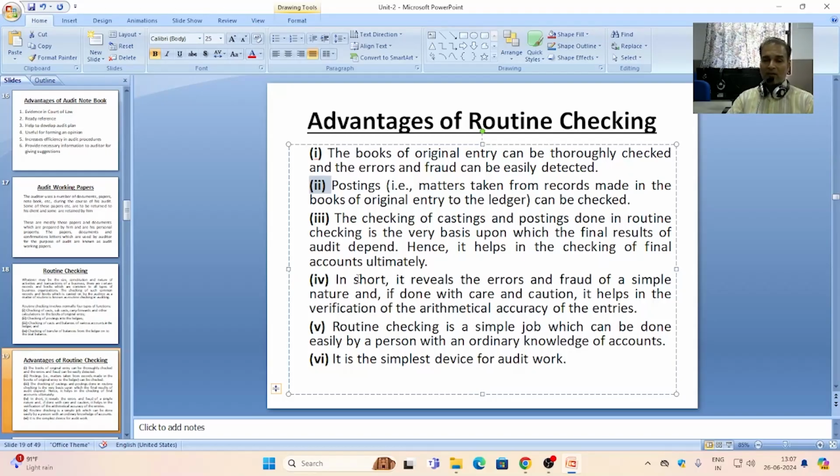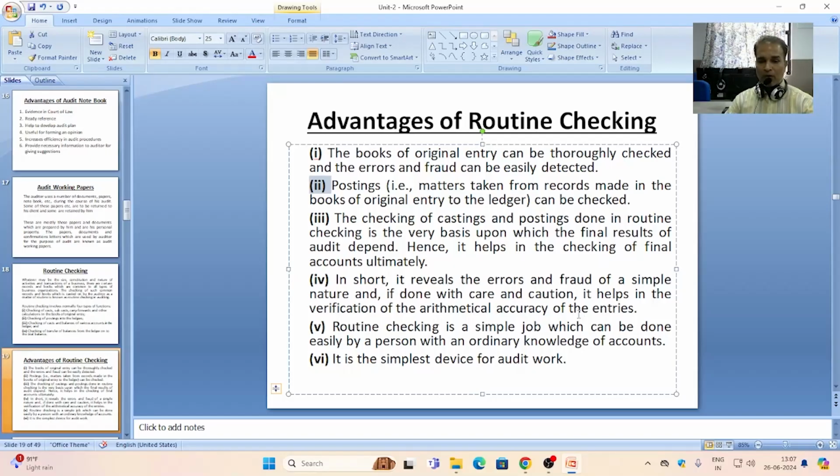Next advantage is it provides information regarding error and fraud of a simple nature, and if done with care and caution, it helps in the verification of the arithmetical accuracy of the entries. With the help of routine checking, normal frauds and errors come out from the auditing process, and if the auditor takes some special considerations during the routine checking, then the arithmetical accuracy of entries will also be checked by the auditor.